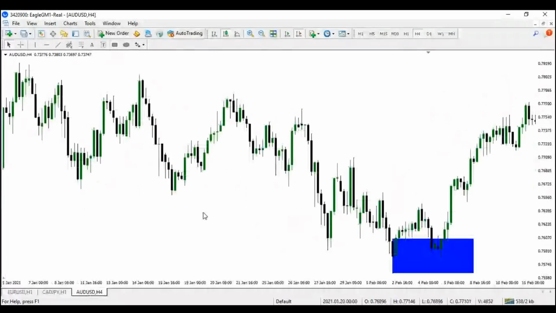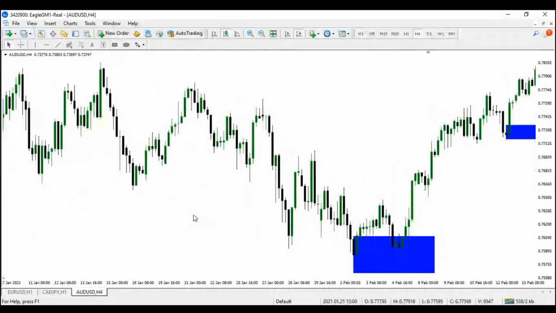Now, when we say bearish order blocks, we are talking about the opposite of a bullish order block. This is going to be the last bullish candle before an impulsive move to the downside in a bear trend, like this. So this is a bearish order block. This bullish candle is a bearish order block.